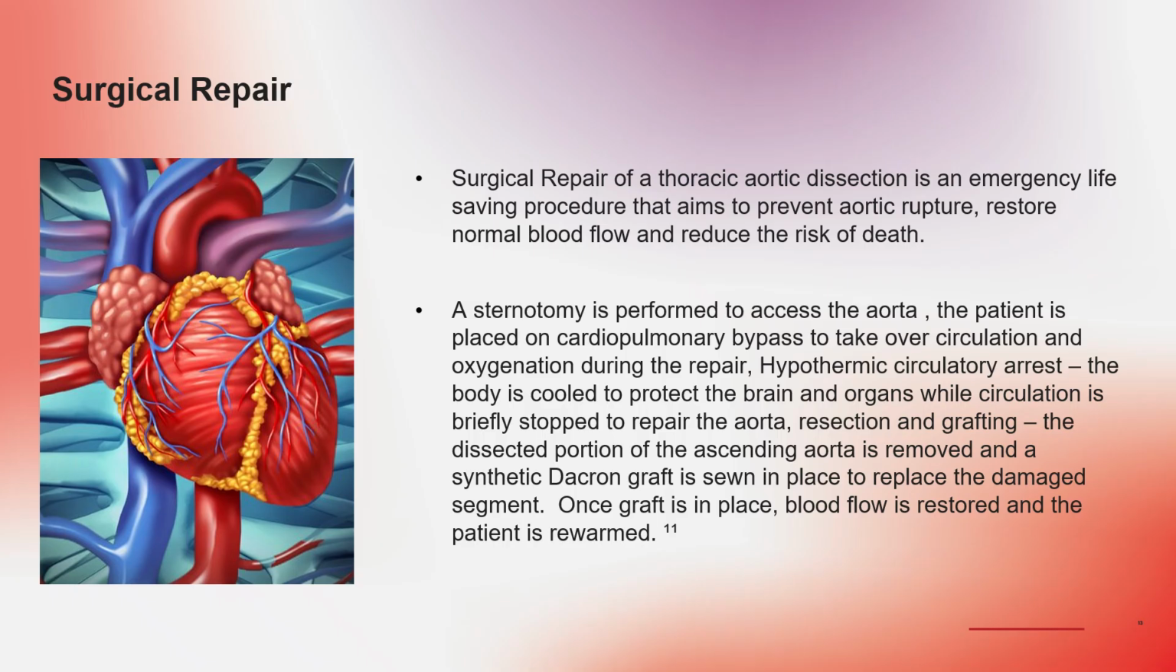The patient is placed on cardiopulmonary bypass to take over circulation and oxygenation during the repair. During hypothermic circulatory arrest, the body is cooled to protect the brain and organs while circulation is briefly stopped to repair the aorta. During resection and grafting, the dissected portion of the ascending aorta is removed and a synthetic Dacron graft is sewn in place to replace the damaged segment. Once the graft is in place, blood flow is restored and the patient is rewarmed.